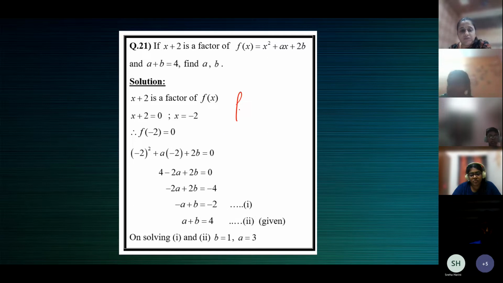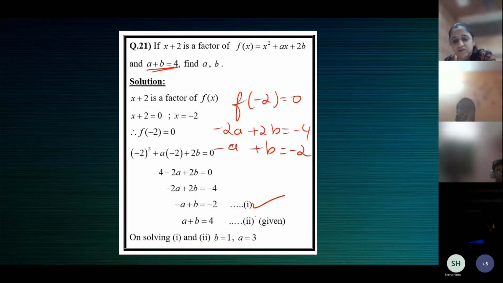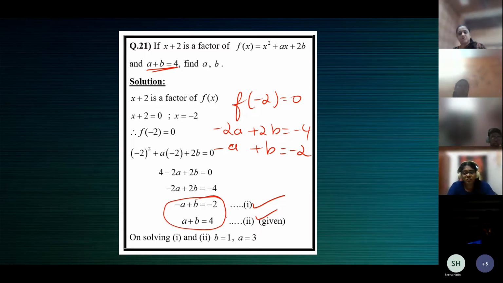When you work with the condition f of -2 is equal to 0, we land with something like this: -2a plus 2b is equal to -4. Divide this by 2 throughout. So you will get -a plus b is equal to -2. So that is one equation. The other equation is given to us in the question. So you know how to solve linear equations. We have learned how to solve two equations. So I have not shown that solving part here. When you solve the two equations, you will get the values of a and b. The value of a is 3 and the value of b is 1.